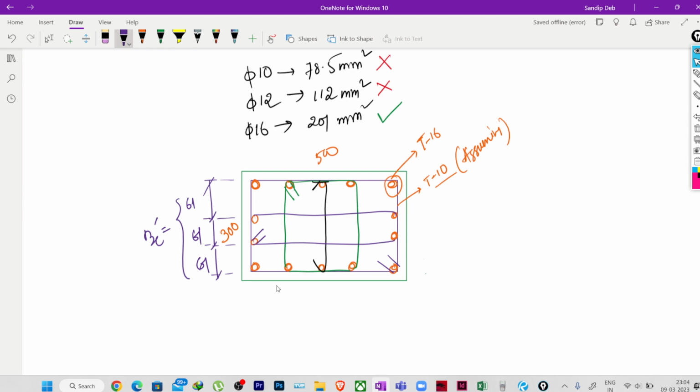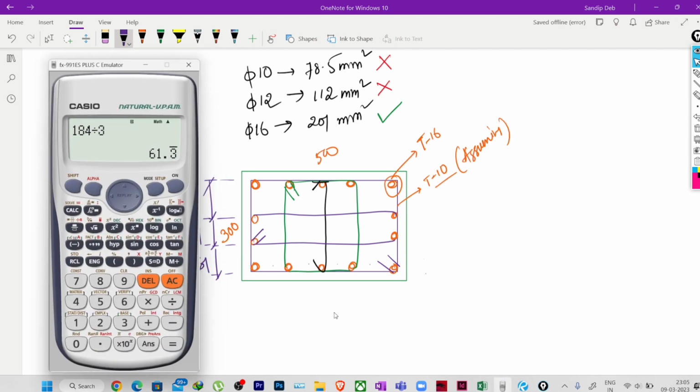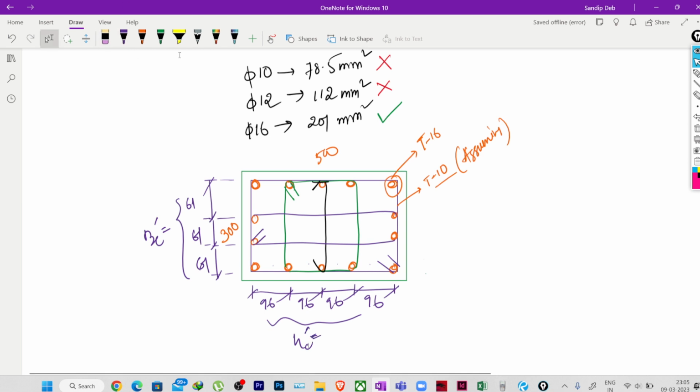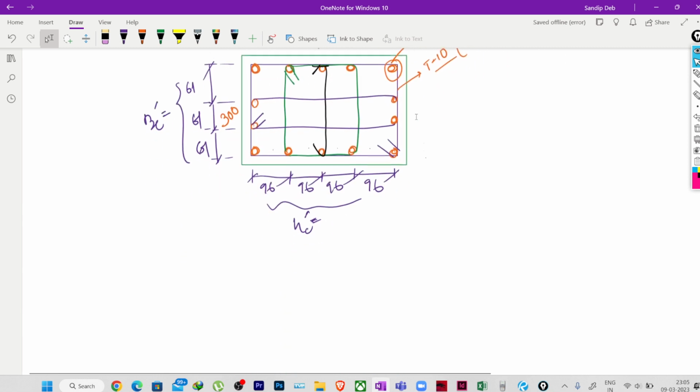And here 1, 2, 3, 4, 384 divided by 4. Because earlier this outer dimension was 384, 384 divided by 4 is 96. All these are 96, 96, 96, 96. So these are my HC dash. Fine. Now easily I can find out.